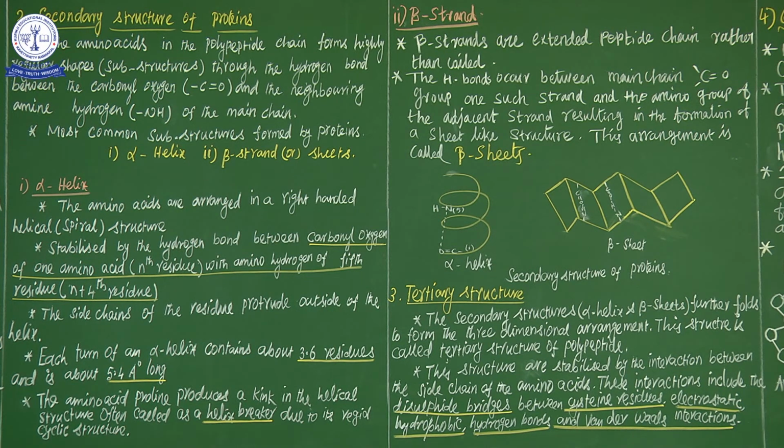So the side chains of the residues protrude outside of the helix. What is a side chain? We have seen it as R, right? Alkyl group. So the side chains of the residues protrude outside of the helix. They are present outside. They do not participate in the hydrogen bonding. So each turn of an alpha helix contains 3.6 residues and is about 5.4 Angstrom long.